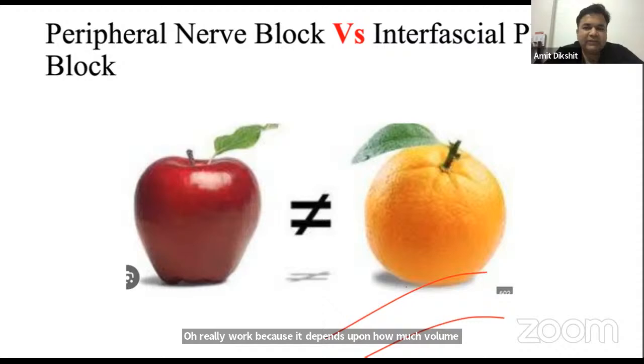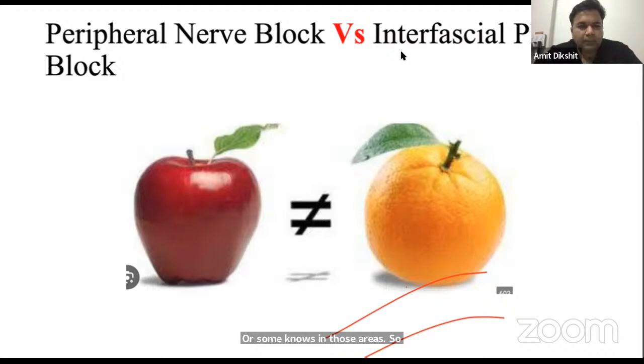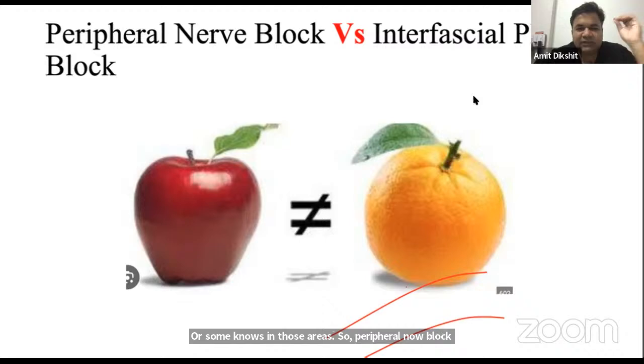And then the mechanism of action is sometimes indirect paravertebral, or we may end up with local anesthetic involving either the thoracolumbar fascia, or sometimes the fascia transversalis, or some nerves in those areas. So a peripheral nerve block can cause paralysis. It is useful for surgical anesthesia, whereas interfascial plane blocks are meant for post-op analgesia only.